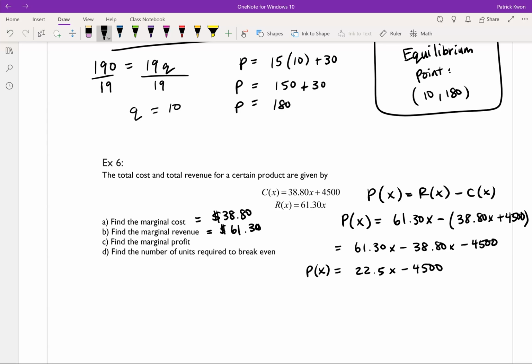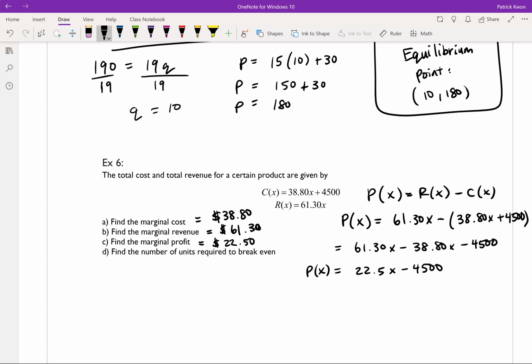So take a minute, maybe pause the video. Now that we have our profit function, what do you think the marginal profit is? If you said $22.50, then you are correct. Come on down and win your prize.